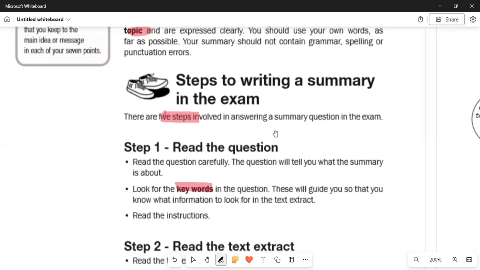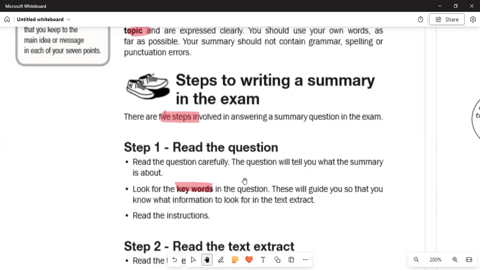Before you read the question carefully, you need to understand first the general theme of the topic. You look for the key words in the question. This will guide you so that you know what information to look for in the text extract, and you read all the instructions.